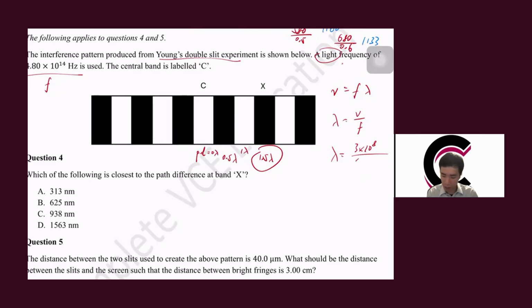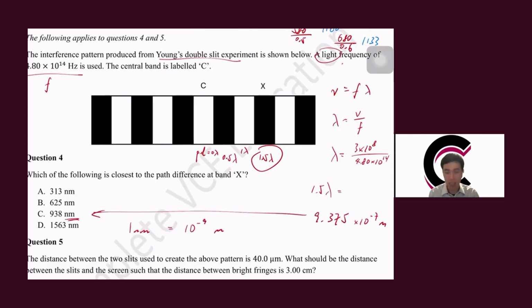And frequency is given as 4.8 times 10 to the power of 14, okay? So the wavelength is going to be quite short, right? In this case, let me check. Yeah, in fact, you can put it in the calculator, times it by 1.5, and the answer should give you 9.375 times 10 to the power of -7 meters. None of the options is exactly like this one because we express the units in nanometers. So if you convert the units, 1 nanometer is simply 10 to the power of -9 meters, which is given in the formula sheet. You get C as the answer.